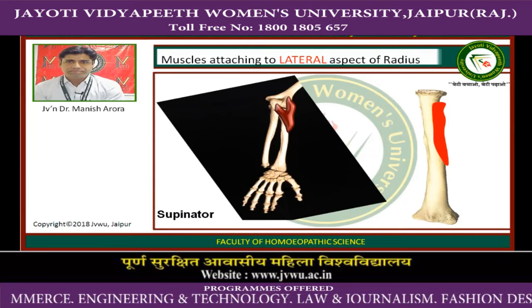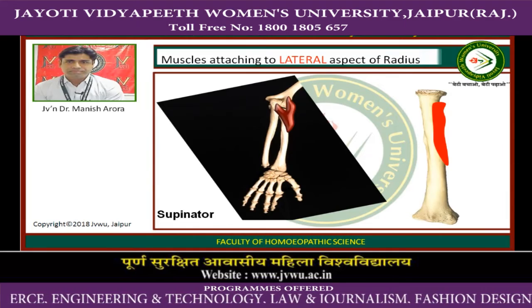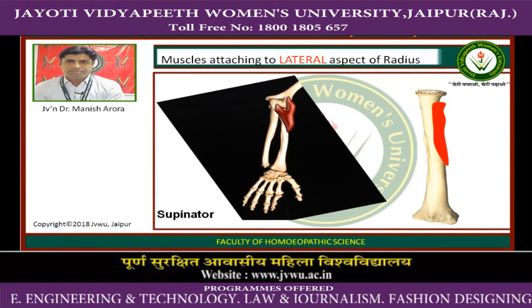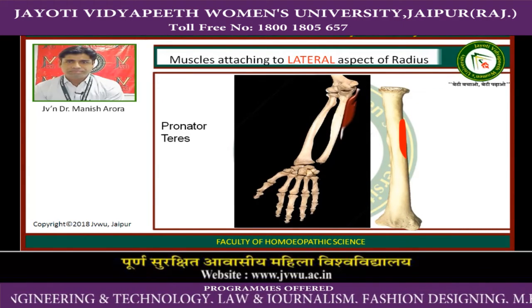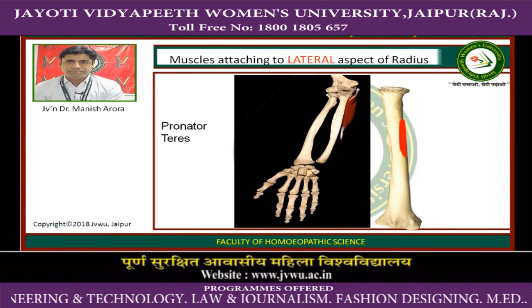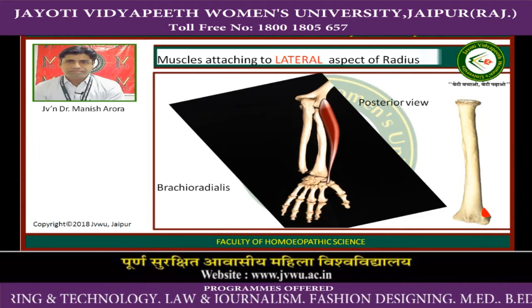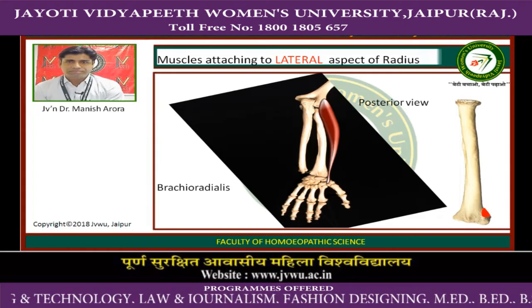Muscles attaching to lateral aspect of radius. Number 1, supinator. Then pronator teres in the middle of the lateral surface of the radius. Next, brachioradialis near the styloid process of the radius.